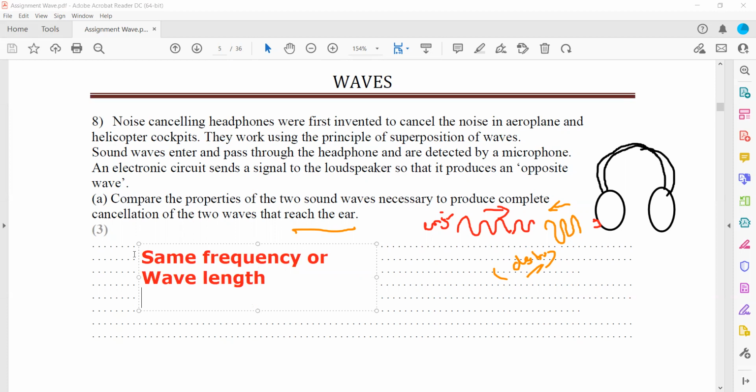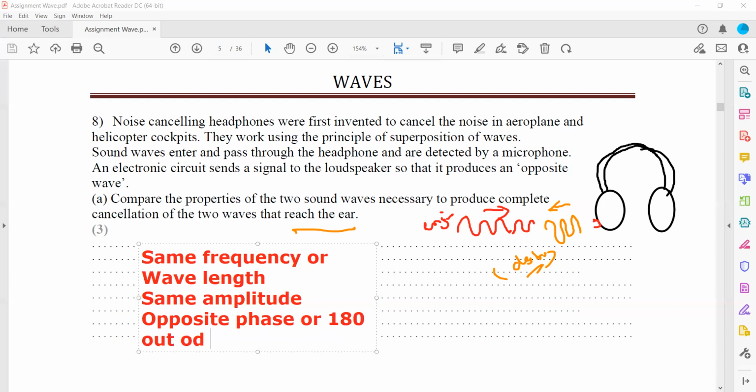Number two, it should be the same amplitude to cancel out, and it should be in opposite phase. So when they are in opposite phase, or you can say the phase difference should be 180, when these two waves join or combine, as a result, the two waves will completely cancel out the effect of each other, and we will observe destructive interference.